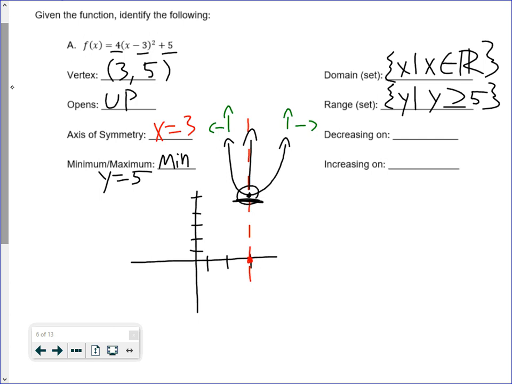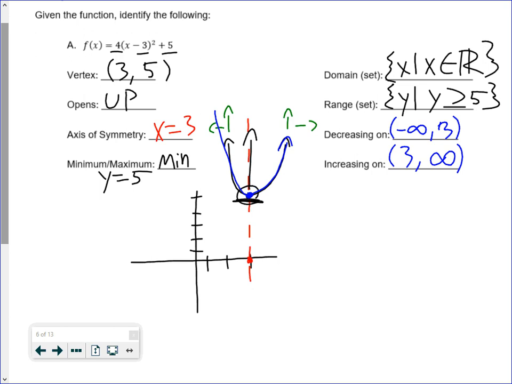So if we start from the left side of this graph, and we start going to the right, I see that I'm decreasing all the way to this vertex. So from negative infinity up to that h value, which is 3, I'm decreasing. So from negative infinity to 3, I'm decreasing. And then as soon as I hit this vertex point, and I start going to the right, I start increasing. So I'm increasing from the x value of the vertex of 3 to infinity.